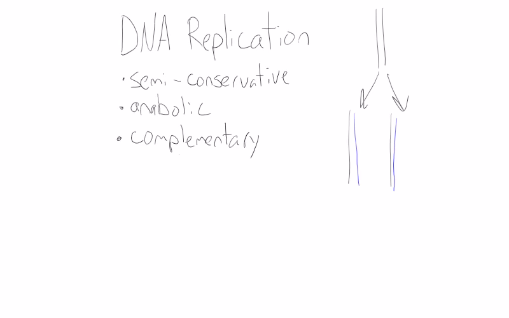Finally, DNA replication is complementary. What that means is that your bases always pair together. So your cytosines to your guanines and your adenines to your thymines, as we've already been taught. And also when you have RNA come in, your adenines then bind to a uracil. You do not have thymines in RNA.